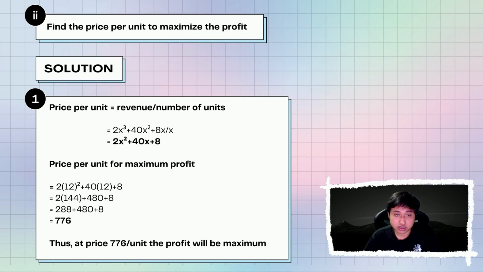The solution is, first we need to find the price per unit, for which the formula is revenue over number of units, and then we get the answer 2x squared plus 40x plus 8. After that, we need to find the price per unit for maximum profit. We will substitute x with 12 since 12 is the maximum point. So we get the answer 776. In conclusion, at the price of 776 per unit, the unit profit will be maximum.